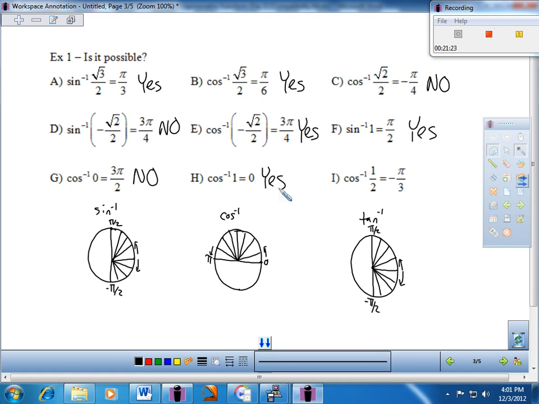And in letter I, one more there. I see a lot of students have troubles with this one. This is probably one that comes up more often than not. Inverse cosine of 1/2, can that be equal to negative pi over 3? If you know your diagrams, you have a shot, everybody, because here's negative pi over 3 down here.